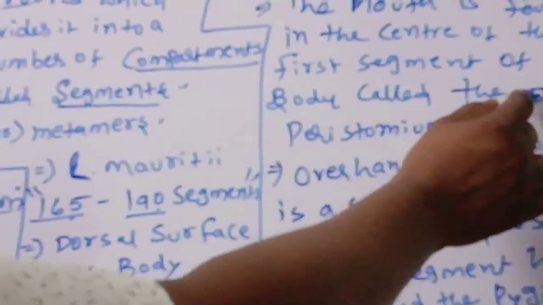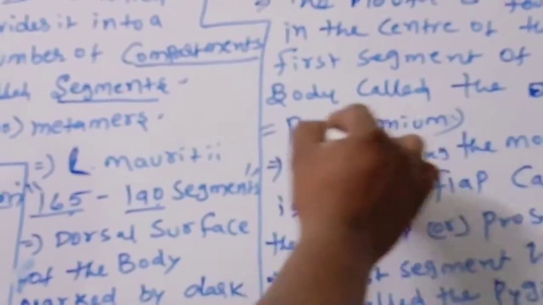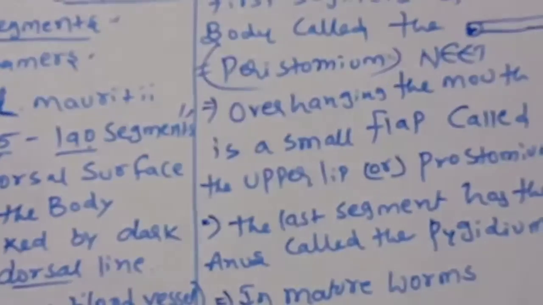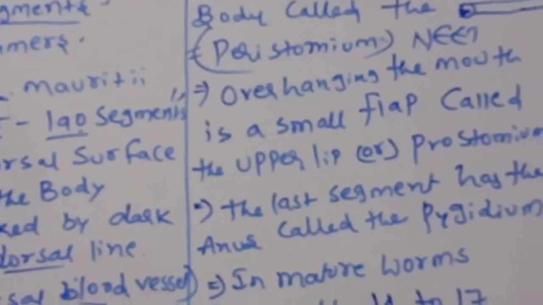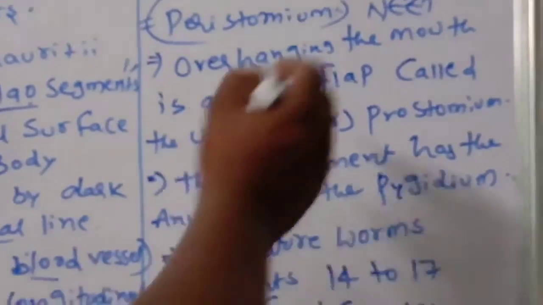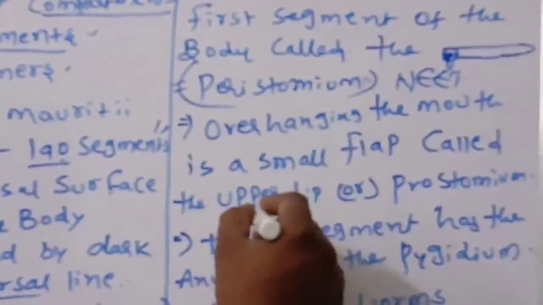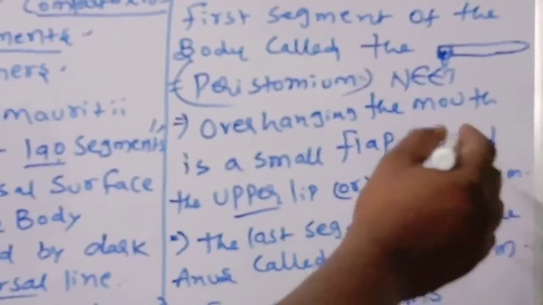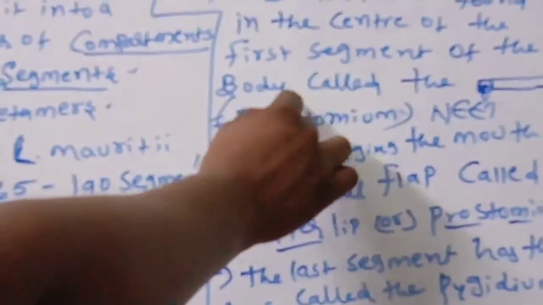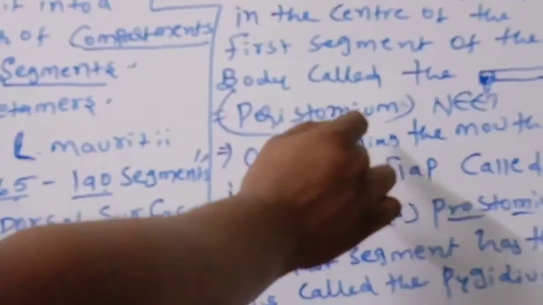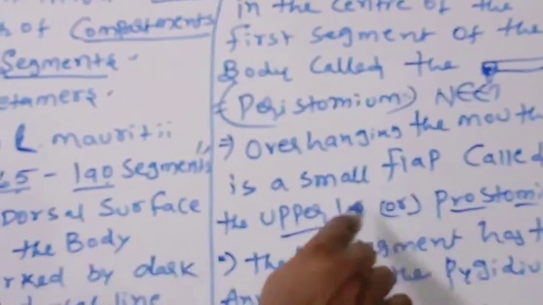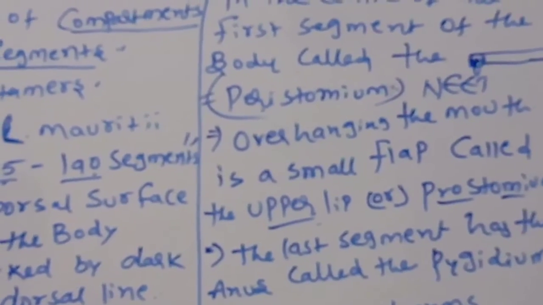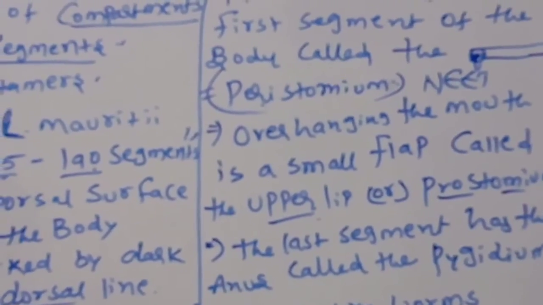The first segment of the body is called the peristomium. Very important bit: the first segment of the earthworm is called the peristomium. Overhanging the mouth is a small flap. So here one flap-like structure will be there. That is called the upper lip, the prostomium. So the flap-like structure overhanging the mouth is called the prostomium.